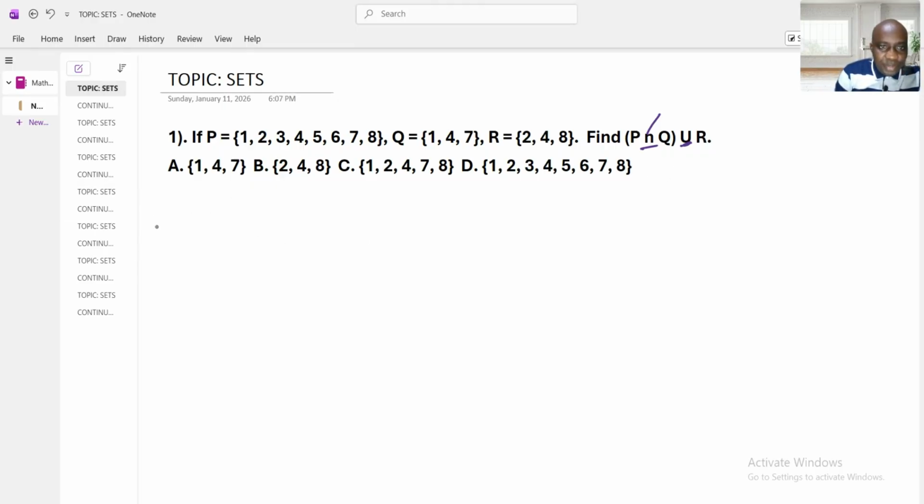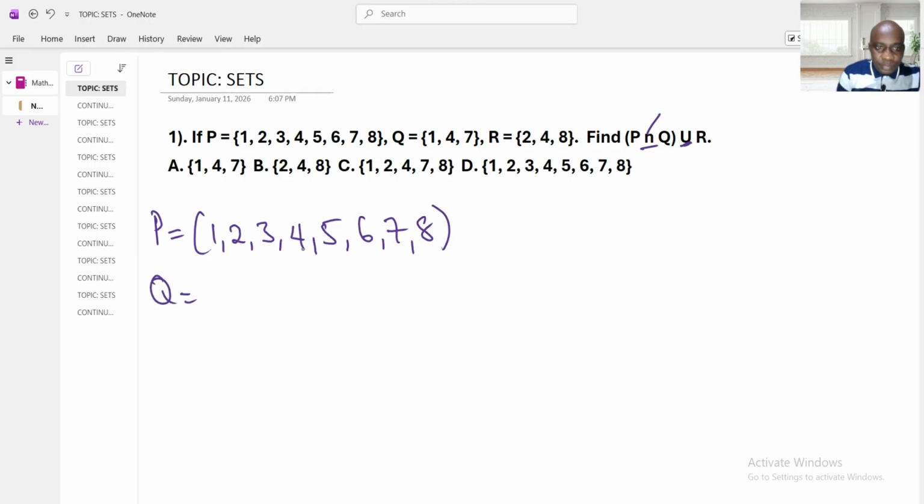P, what is our P? Our P is 1, 2, 3, 4, 5, 6, 7, 8. Now what is our Q? Our Q is 1, 4, 7. Now, where did they intersect? Our answer, which is what the question is asking us to solve, is P intersection Q.